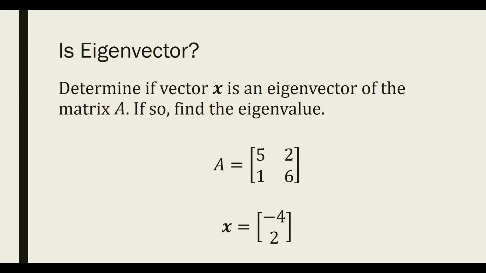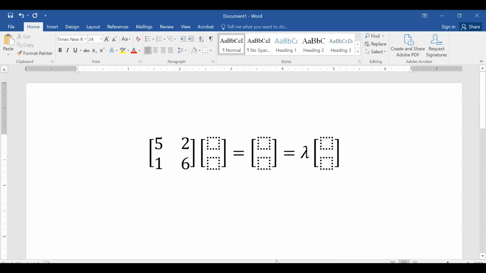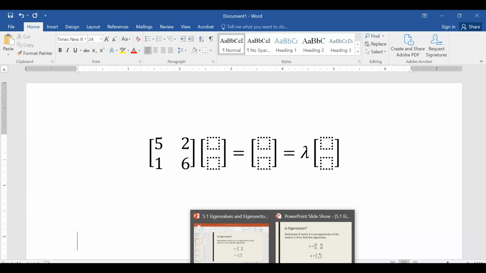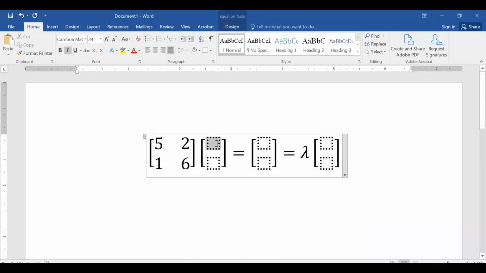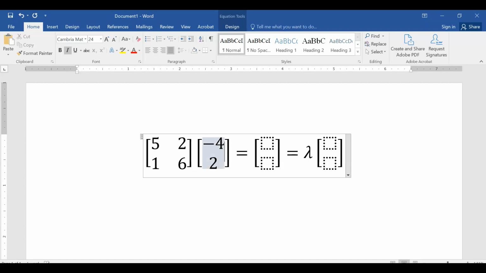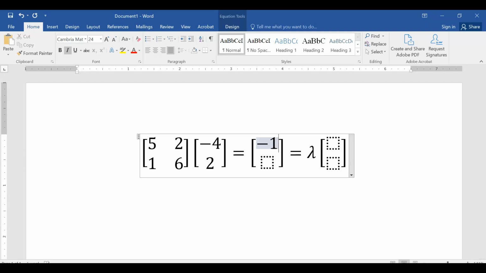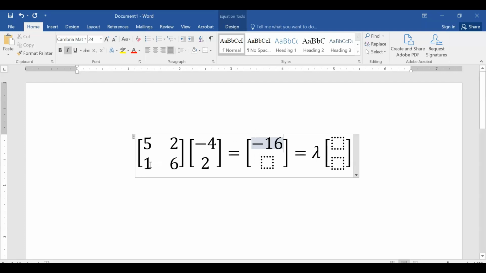Okay, so I'm going to do that. Let's take my matrix 5, 2, 1, 6, multiply it times the vector negative 4, 2. When you do this, 5 times negative 4 is negative 20, plus 2 times 2, I got a negative 16. 1 times negative 4 is negative 4. 6 times 2 is 12. So negative 4 plus 12 becomes an 8.